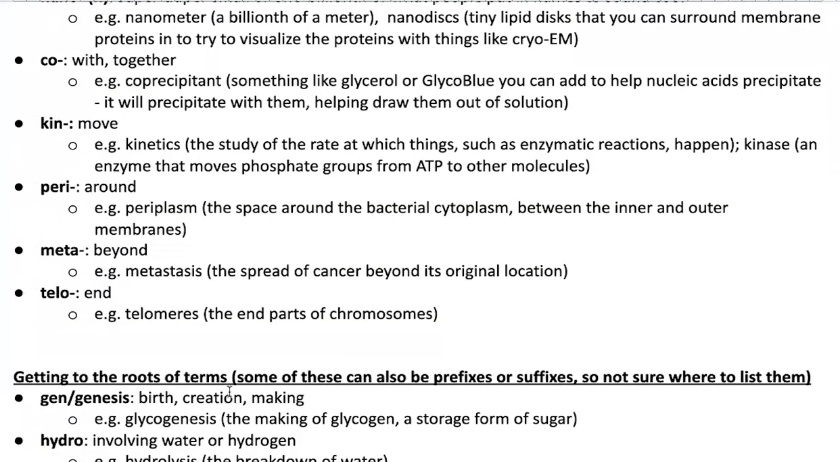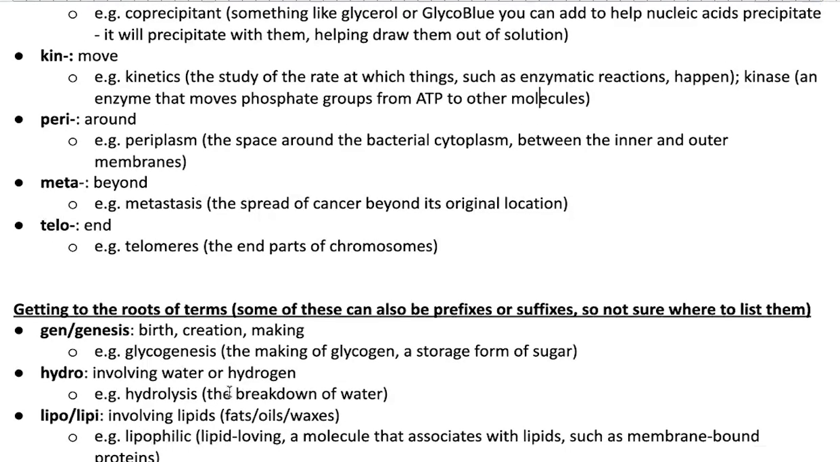Co means with or together. So a co-precipitant is something like glycerol or GlycoBlue you add to help nucleic acids precipitate, to help draw them out of solution. Kin means move. So if you think about kinetics, that's the study of the rate of things, such as enzymatic reactions. A kinase is an enzyme that moves phosphate groups from ATP onto other molecules, well, typically from ATP.